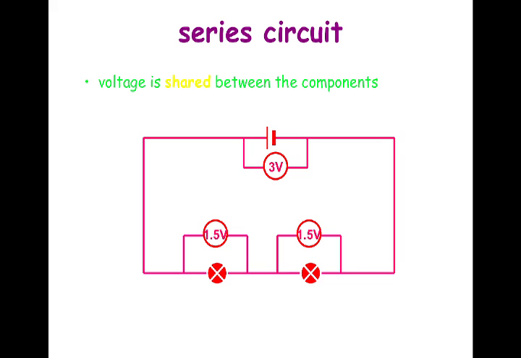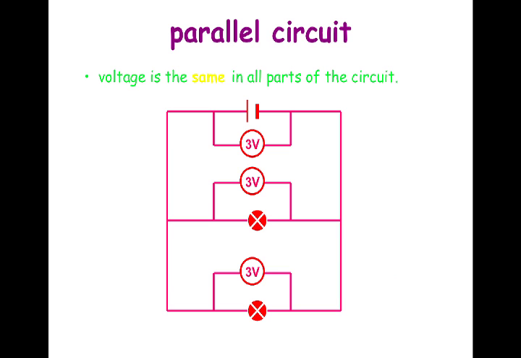And voltage is always shared. Even like in a series circuit, the amperage is the same in a series circuit. Voltage is shared in a series circuit. So this is a 3-volt battery, and these two lamps are in series. Each one of them is dropping the voltage, has a 1.5 volt potential difference across it. And in a parallel circuit, the voltage is the same in all.